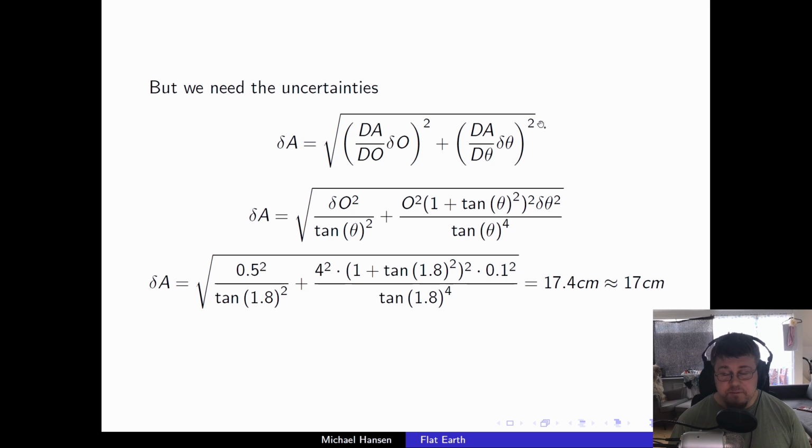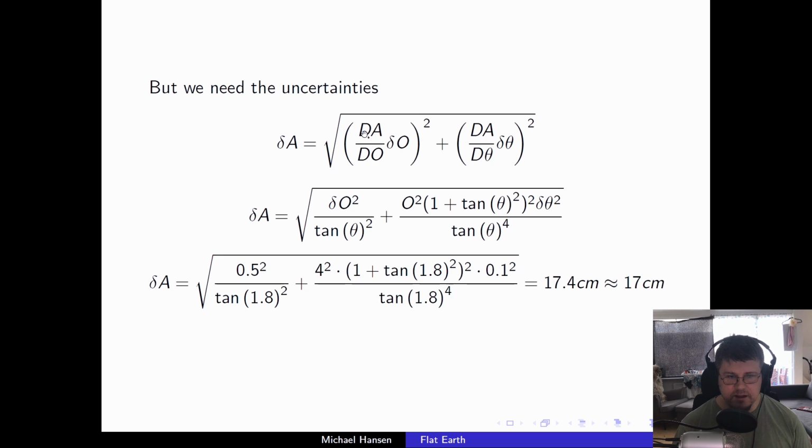Now, flat earthers, if you haven't seen this formula before, it's completely okay. So what does it say? Well, it says that the uncertainty of A, that's the one that we calculated, is equal to the square root of, and these are partial derivatives. Usually you use a curly d, but I've used a big D here. So we take the partial derivative of A, that is the formula that we use, x over tangent of y, or whatever you want. In this case, it is O divided by the tangent of theta, as you can see here.